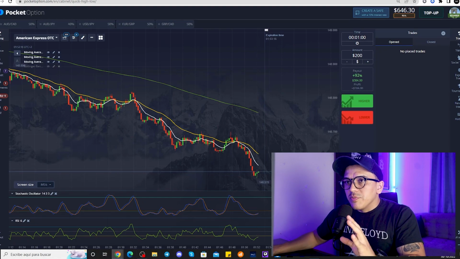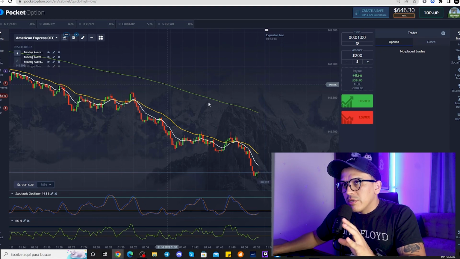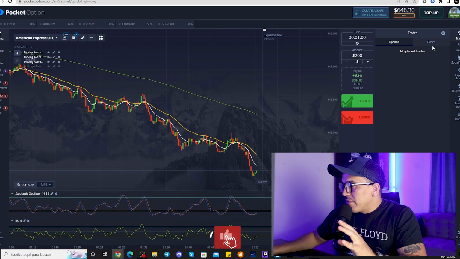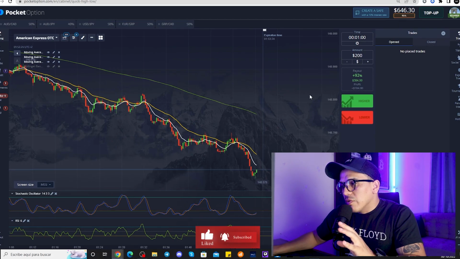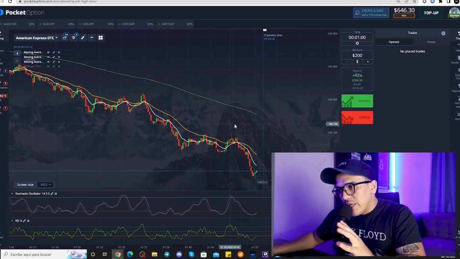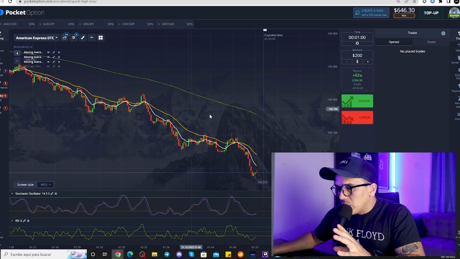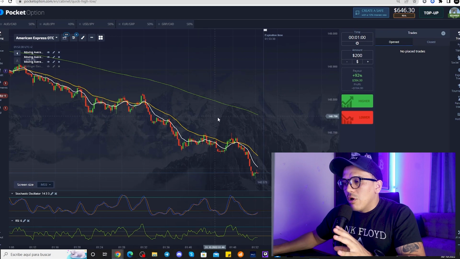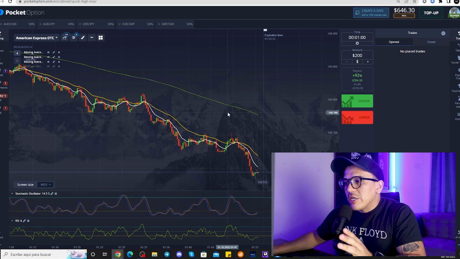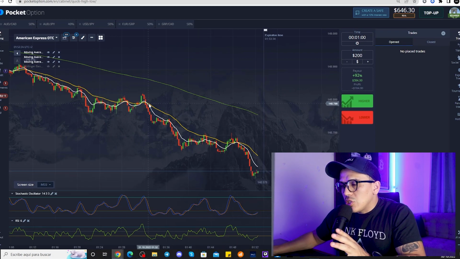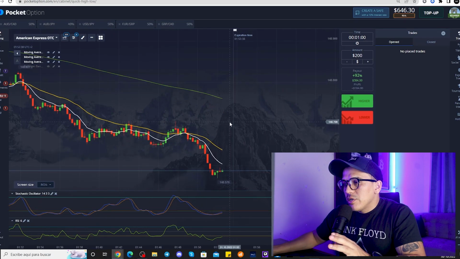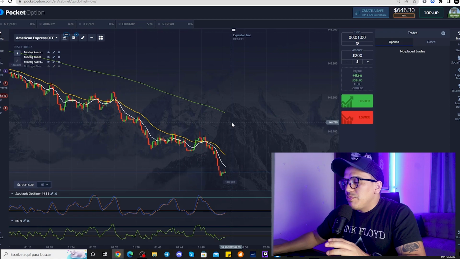With the same currency pair, in this case the OTC market with American Express, I increased my balance from $100 to $600. Just having patience, waiting for those opportunities. The market is always going to give me a new chance to take the trade, and we are waiting for maybe two more with this same currency pair.